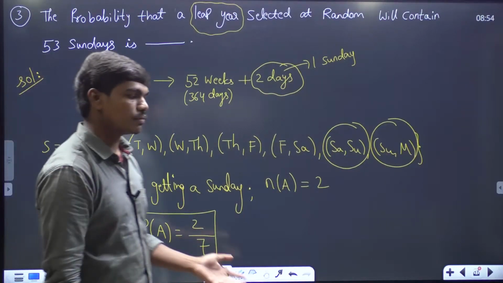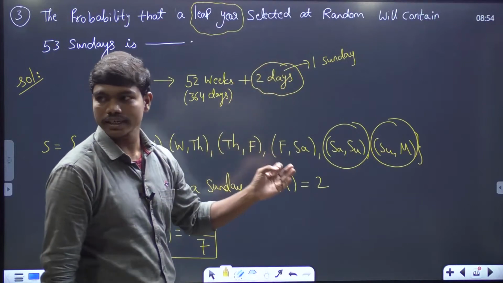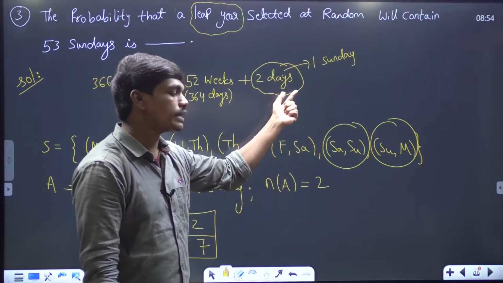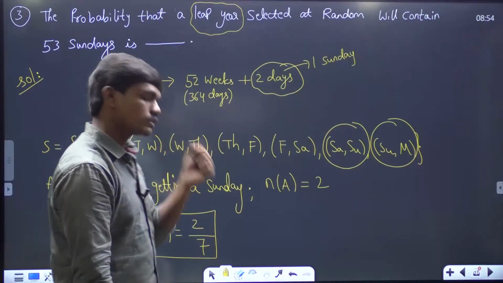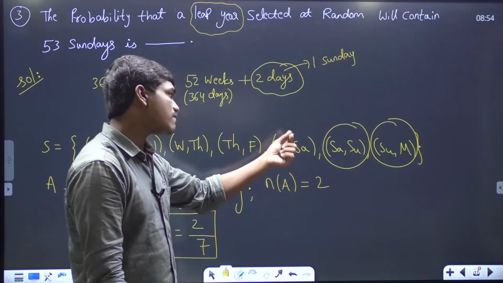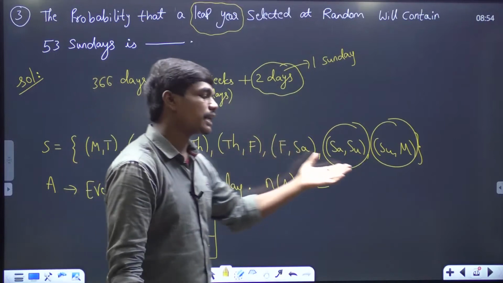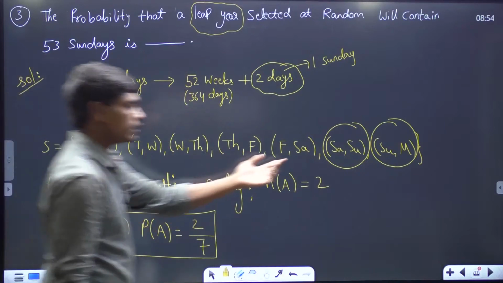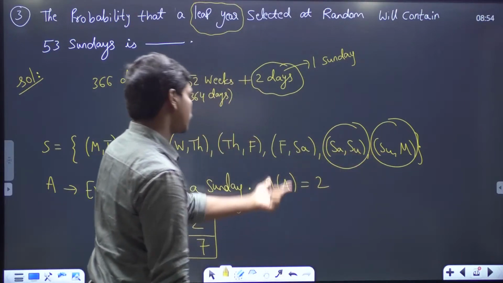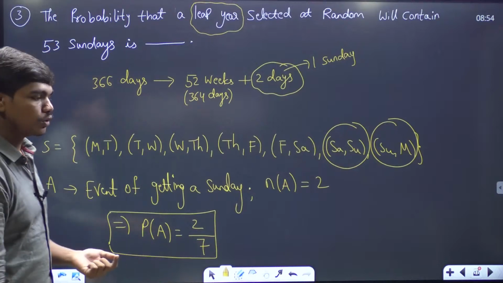Clear to all of you? There is nothing very difficult in this. If you want to have 53 Sundays, which means out of these remaining 2 days, you should have 1 Sunday. So if you select 2 days at random in a week, you should have 1 Sunday. So this is the sample space of selecting 2 days at random in a week. So out of this, you can see 2 elements are giving you this. N of A is equal to 2.